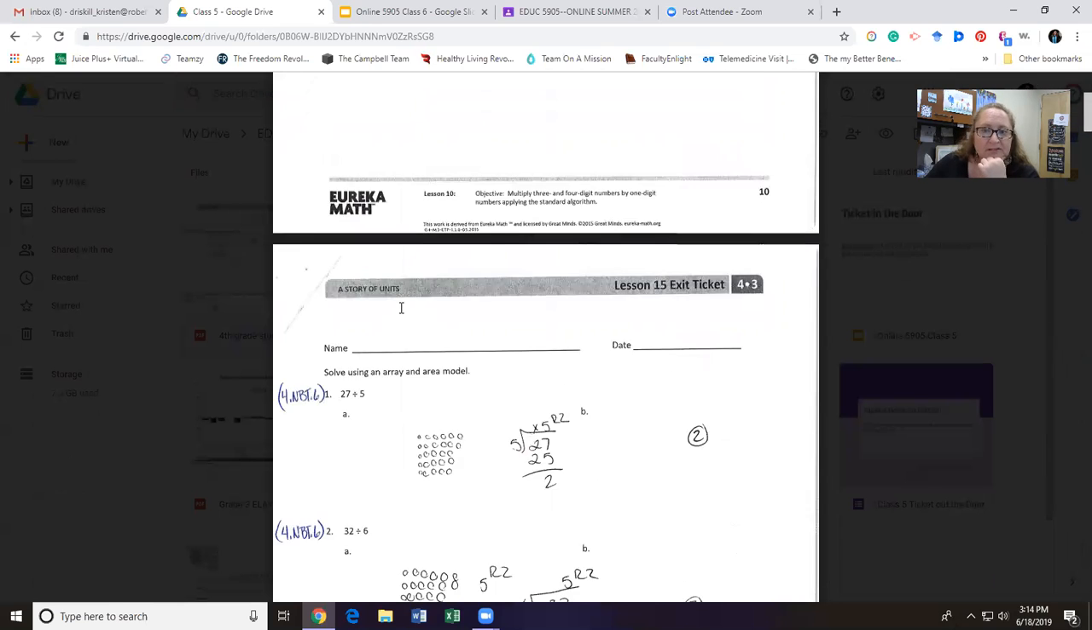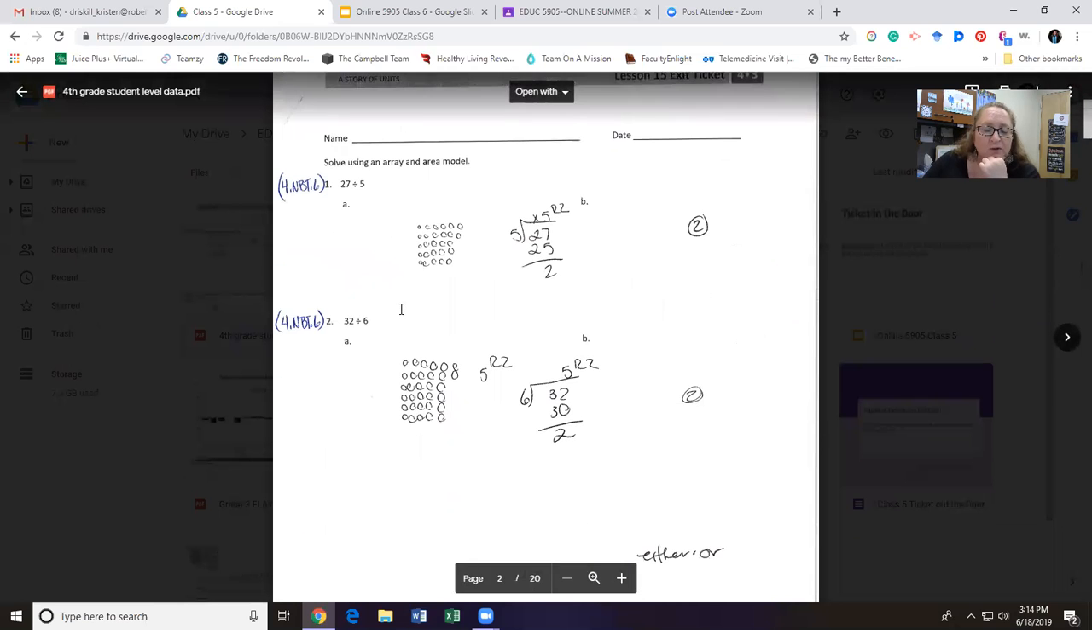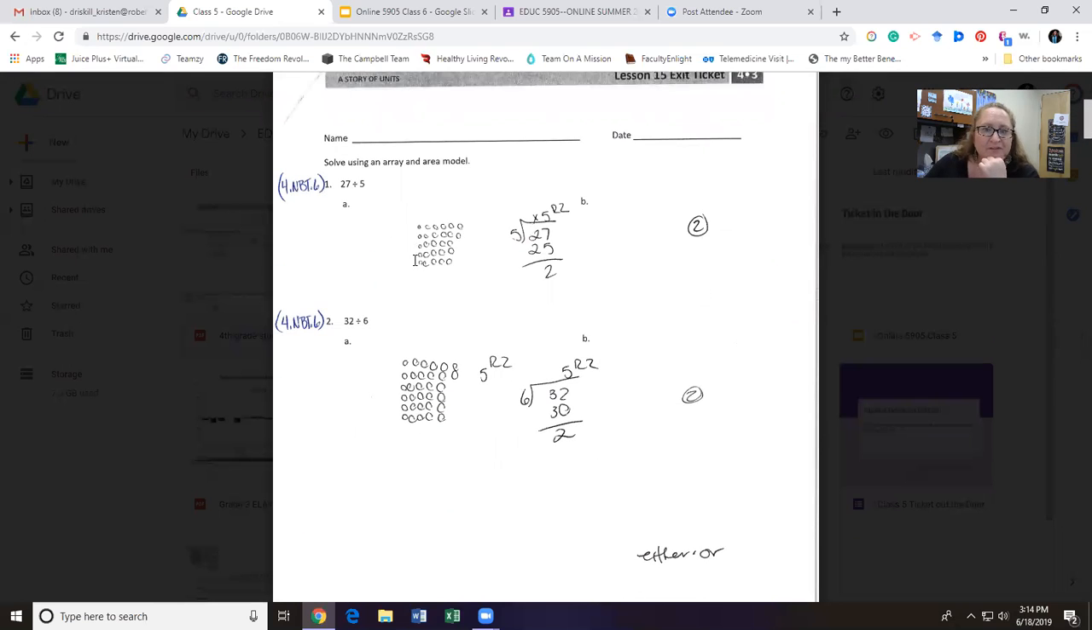So to look up at the key, am I on the second one? Yep. So 27 divided by 5. So you can see 1, 2, 3, 4, 5. She put 5 in a row, and so rows of 5, and she's going to make circles until she gets to 27. So visually, she can see that 27 divided by 5 is going to give her 1, 2, 3, 4, 5 columns. And then there are 2 left over, so that's a remainder. So 5 remainder 2, and then she will check it with the standard algorithm.